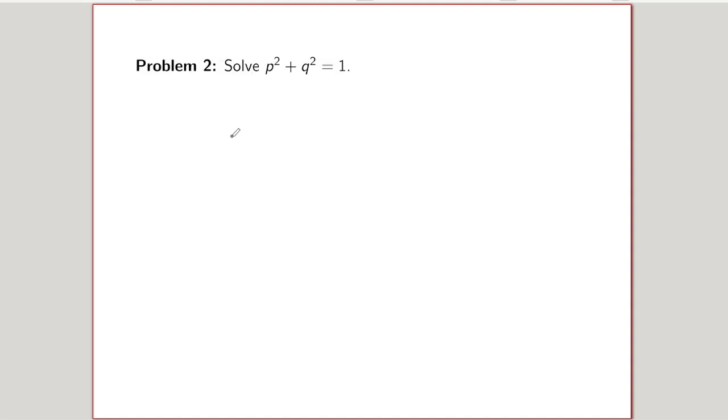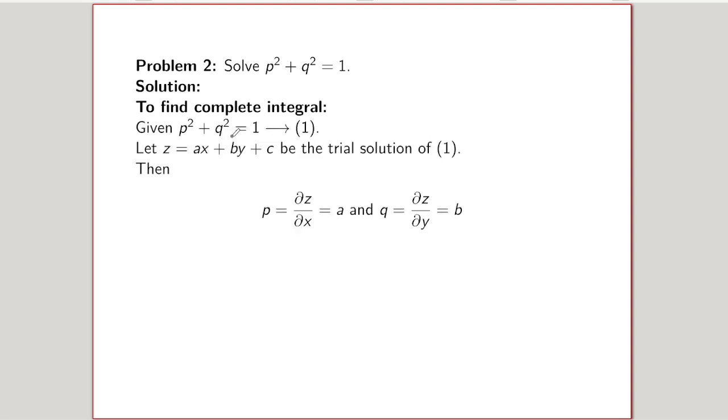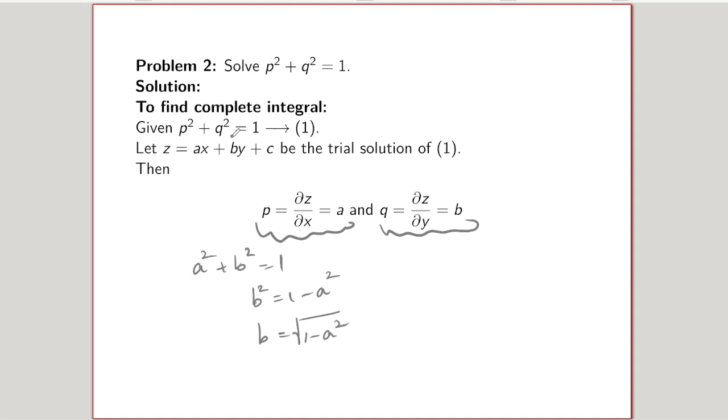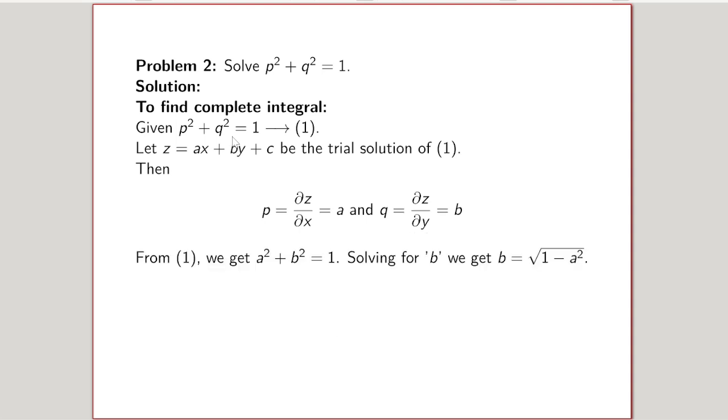Next question, we are going to solve p square plus q square is equal to 1. To find the complete integral, we take the trial solution z equal to ax plus by plus c. So p can be written as a and q can be written as b. Substituting both in the given equation, a square plus b square will be 1. So b square can be written as 1 minus a square, and b can be written as square root of 1 minus a square. So our complete solution will be z equal to ax plus square root of 1 minus a squared y plus c. So this is the complete integral or complete solution.